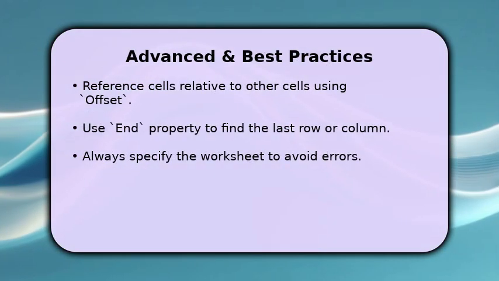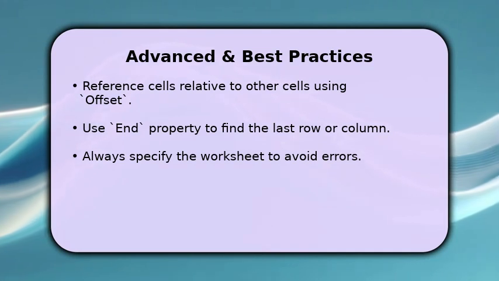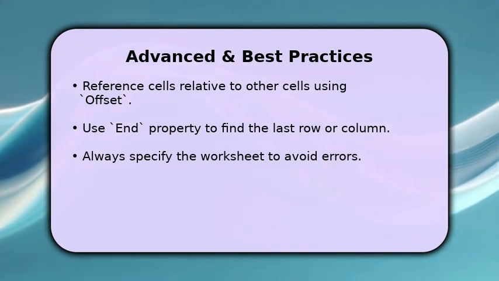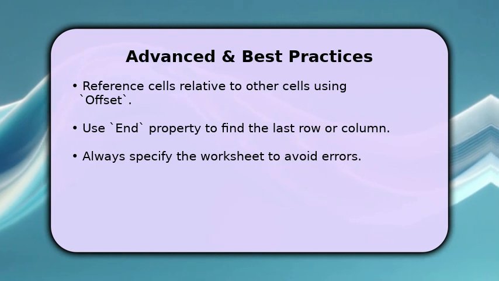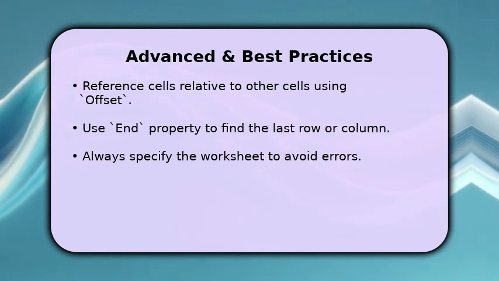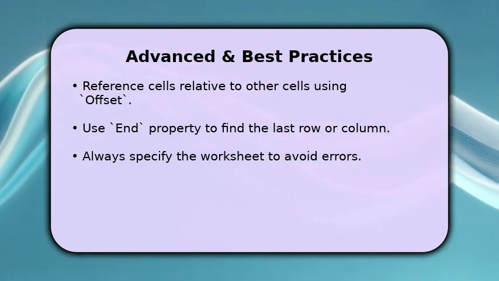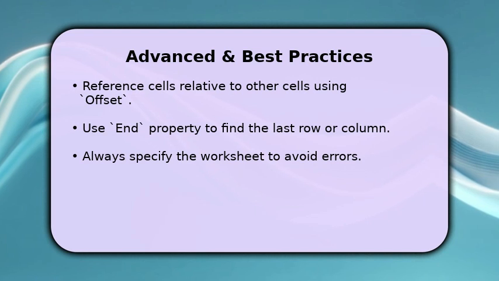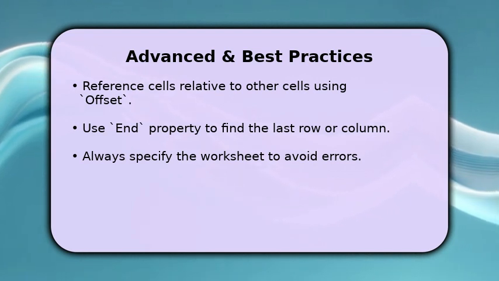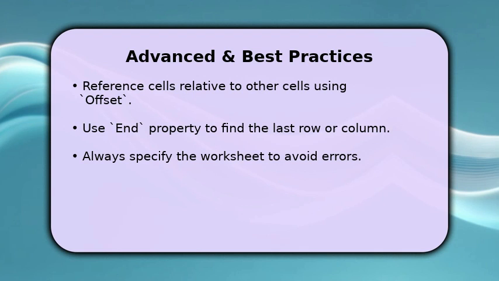For more advanced scenarios, the Offset property allows you to reference cells relative to a starting point, moving a certain number of rows or columns. The End property, often used with xlUp or xlToLeft, helps you find the last non-empty cell in a range, which is perfect for dynamic data sets.